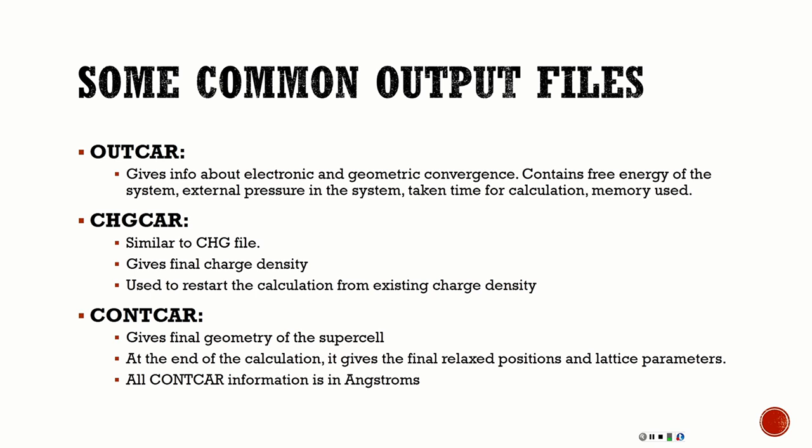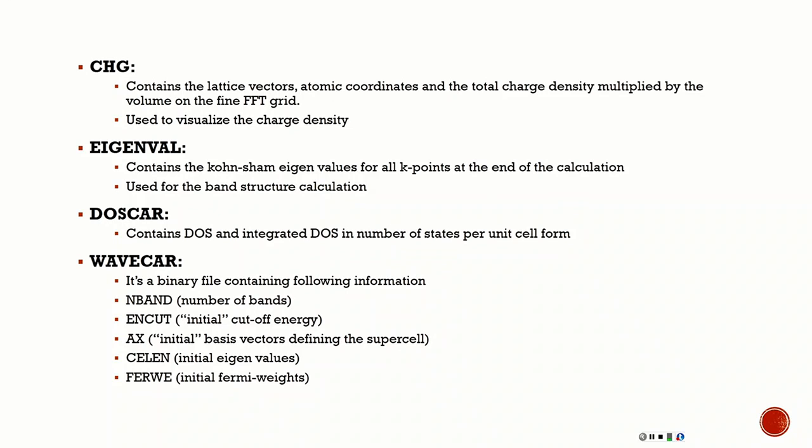And if you need the final step of this iteration for another calculation, or maybe for another segment of the same calculation, in that case you will use this CONTCAR file, renaming the CONTCAR as POSCAR for the second segment or for another calculation. So this CONTCAR file is the only output geometrical file. And after that, the CHG file, that's what I have just said, the CHG file is the same as the CHGCAR file. The main purpose is to calculate the total charge density.